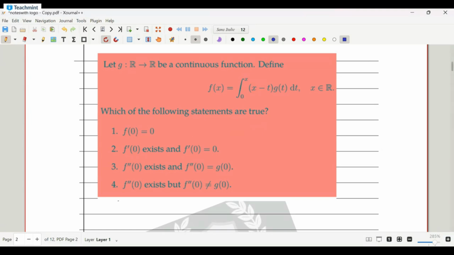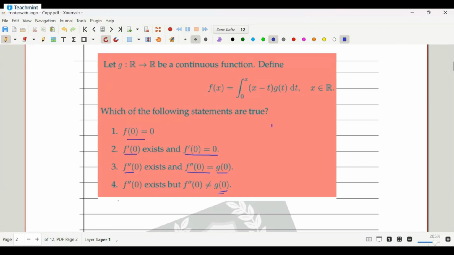f(0) equal to 0 and f'(0) exists and f'(0) equal to 0 and f''(0) exists and f''(0) equal to g(0) అన్నాడు, and f''(0) exists and not equal to g(0) అంటాడు. So we can apply Leibniz rule, sir.